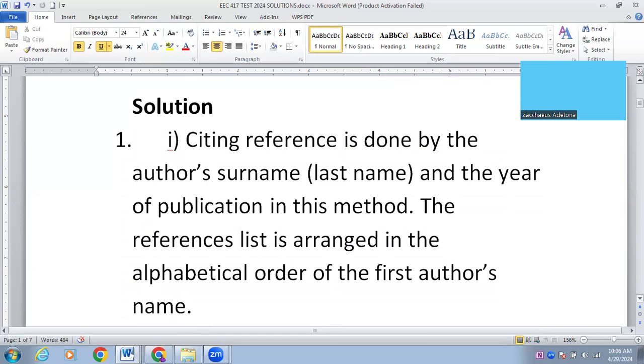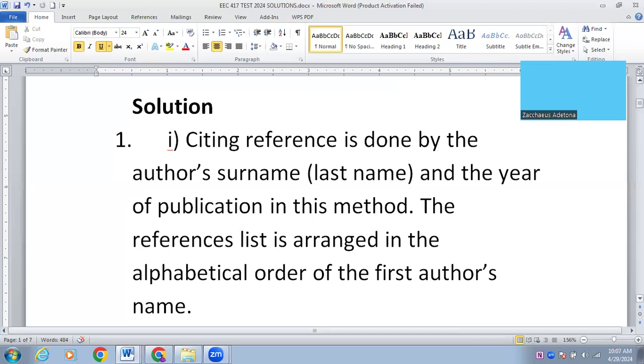Now, the references list is arranged in the alphabetical order of the first author's name. So we don't add numbers to the references list for the APA style, but we arrange them according to the authors' surnames in alphabetical order. And also, we use hanging indentation to arrange the references list in order to give a very readable format. So that is how we describe the APA style of citation.